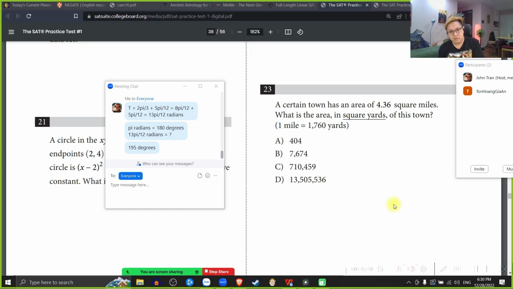Square miles. So basically, let's do this one.